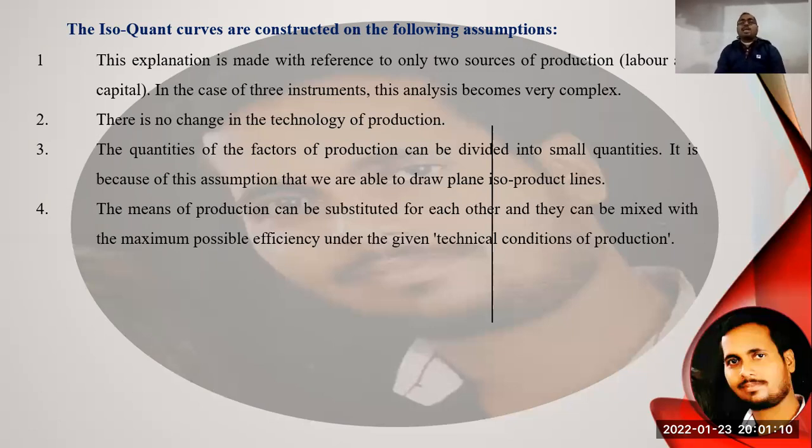So this is also an assumption of the Iso-Quant curve, or the iso production curve: the entrepreneur must use both factors, at least one unit of each factor. So these are the assumptions as well.